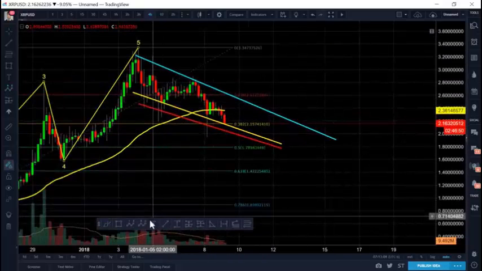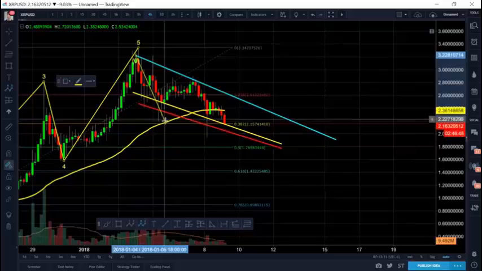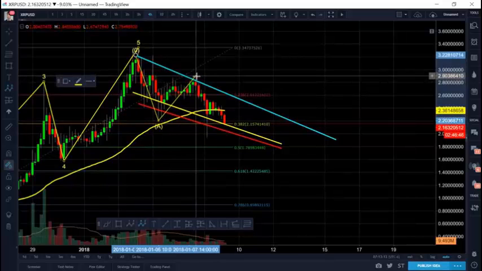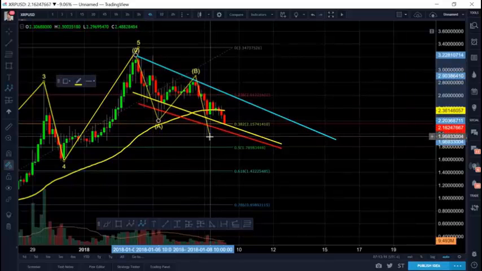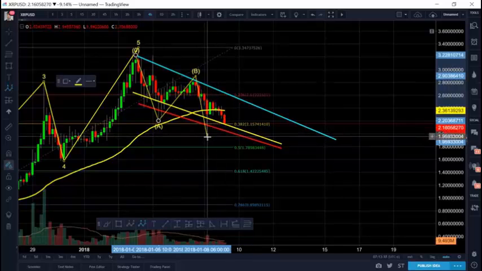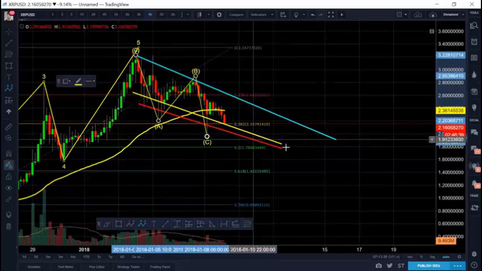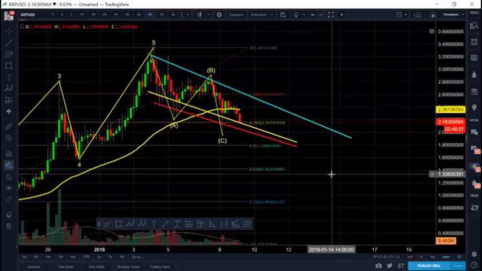Oh, I wanted to make note of this first. I forgot to say that this is your A, this is your B, and this is your C. It's fairly symmetrical that we see right now. But is that your C? Is this really the C? That is the question right here.